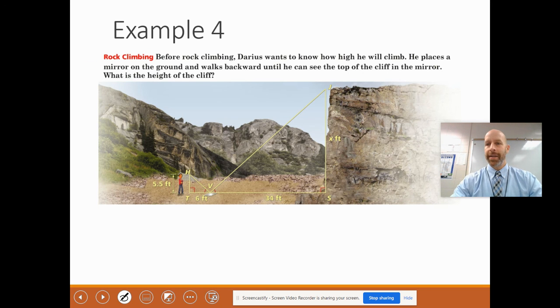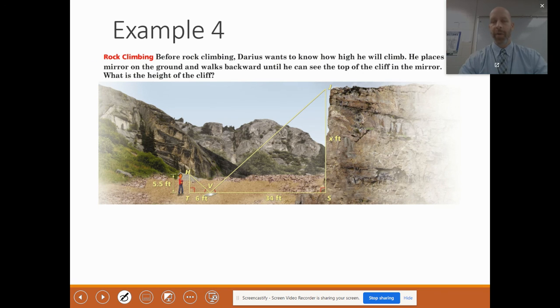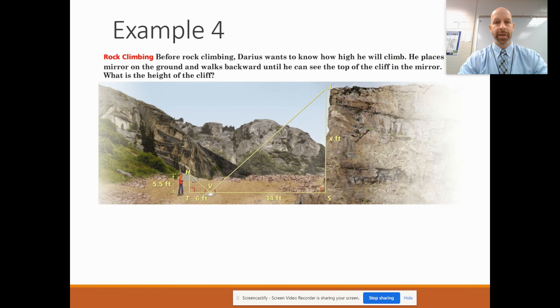All right, our last slide here, our last example. So part of what we want to be able to do is obviously prove triangles are similar, but we also want to be able to apply this knowledge, and we can do that doing this thing called indirect measure. So here we've got a guy standing down below this cliff. He knows his height, and he wants to figure out the height of the cliff indirectly.